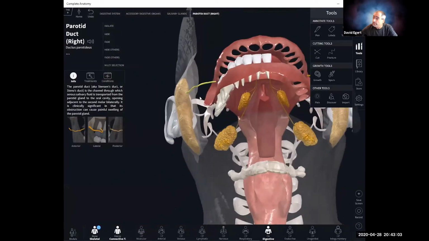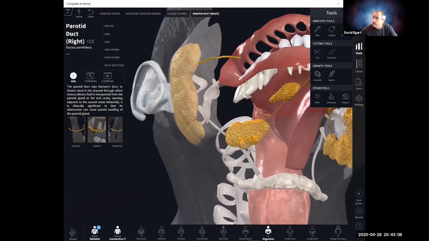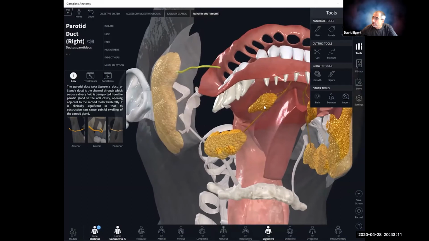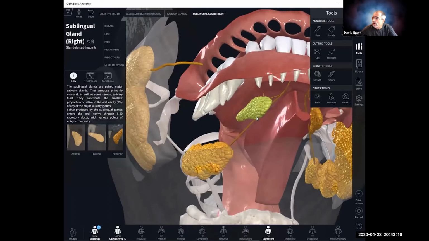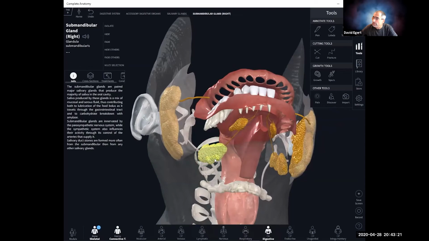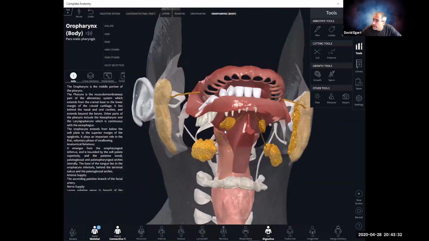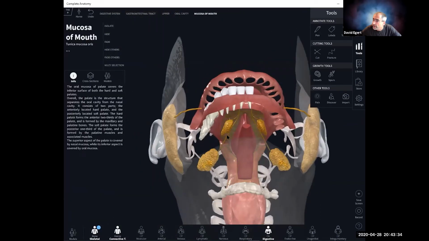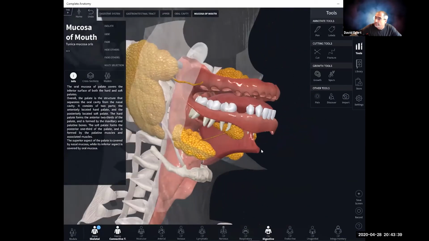Underneath the tongue here, there's the sublingual glands. And you can see the sublingual gland basically pouring in under the tongue. And here's the submandibular gland, which is basically underneath your mandible here. And it has a little duct which is pouring in to the front of your tongue here. So this gives you a sense of what the salivary glands are like.